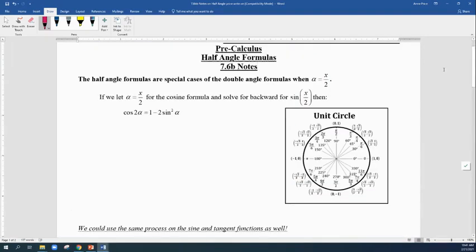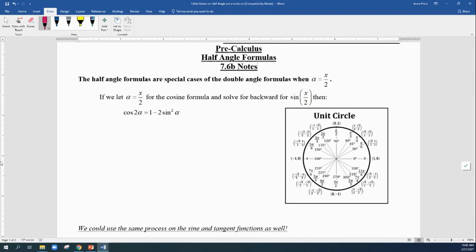Hello, everyone, and welcome to our lesson on half-angle formulas or identities in our Chapter 7, 7.6 notes. Today, we're going to learn about half angles. We've learned about double angles in our last lesson. Half angles are for special cases where we work around the unit circle.